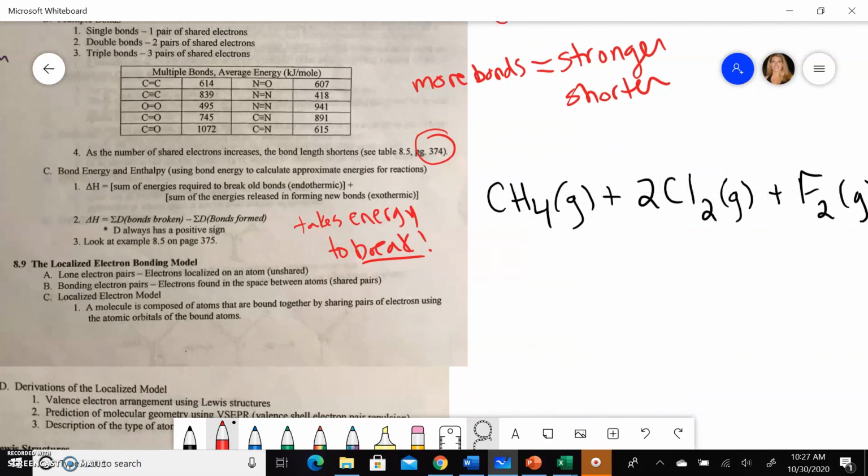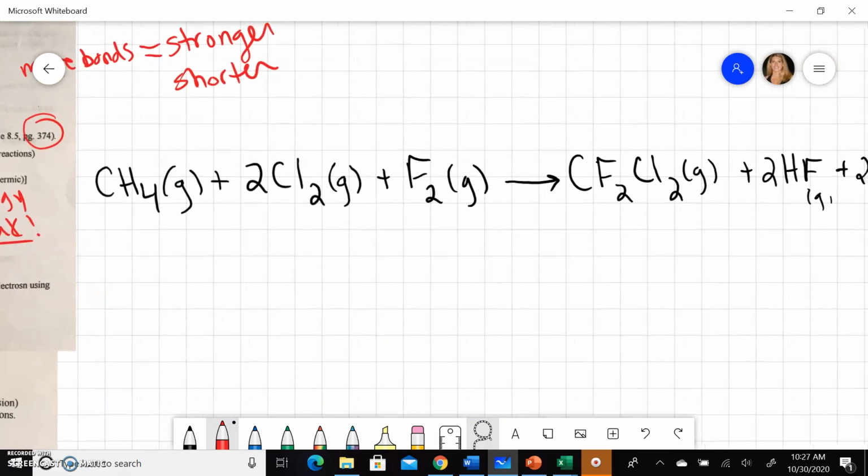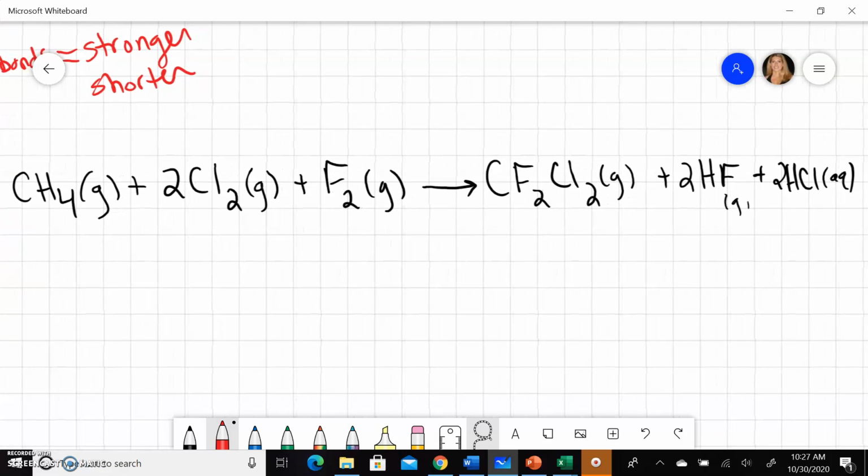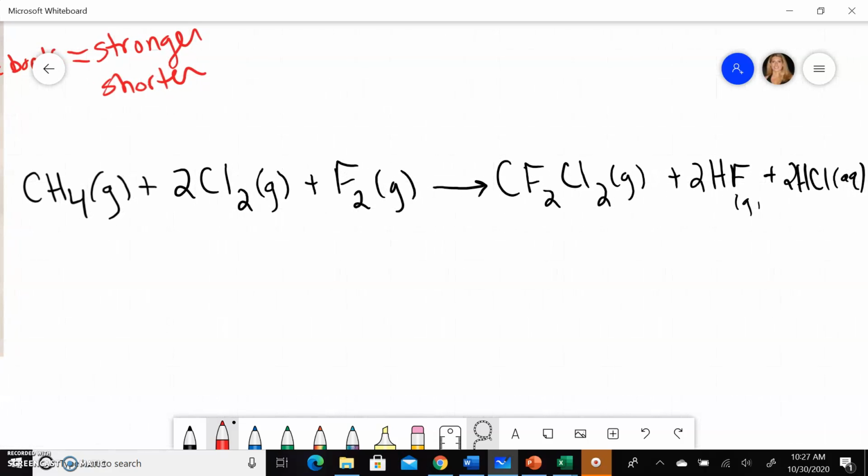So let's just look over here and let me show you how to do one of these. So if this was the reaction that they gave us, and they asked us to calculate the delta H, and they gave us the bond energies for lots of different bonds, so like F to F, Cl to Cl, C to H. What you have to determine is what kind of bonds you're breaking. So what I like to do is to just draw out the molecules so you can physically see the different bonds. So we have methane here, and that is going to be 4 C to H bonds.